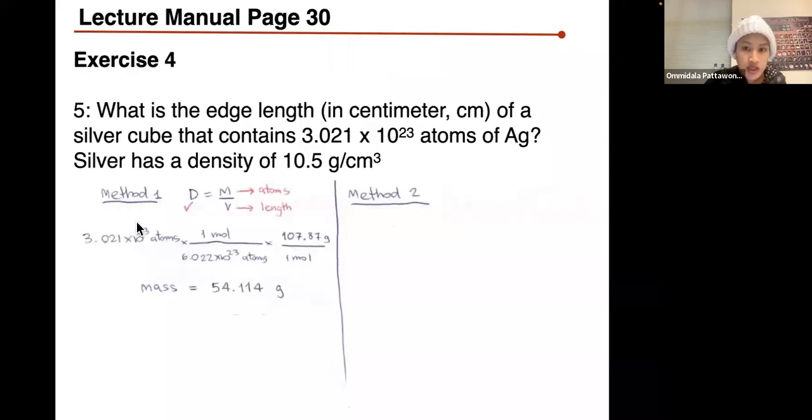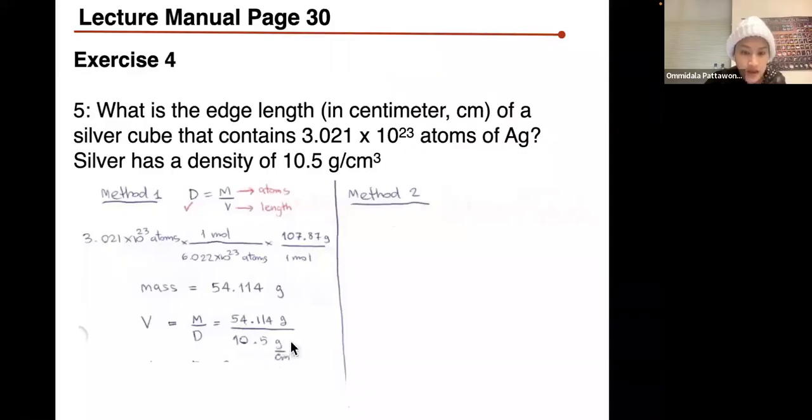In this case, I'm going to use the given atoms, convert that to mole first by using Avogadro's number, and then multiply by its molar mass to get to mass. That way mole cancels out, atoms cancel out, and you get the mass of this silver cube to be 54.11 grams. This is the mass part that you already know. The density is given, so that means you have one unknown variable. If you want to solve for volume, you divide mass by density. So this is the mass that you solved, divided by the given density.